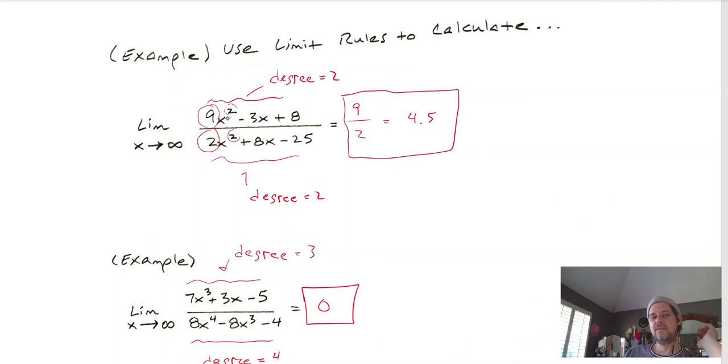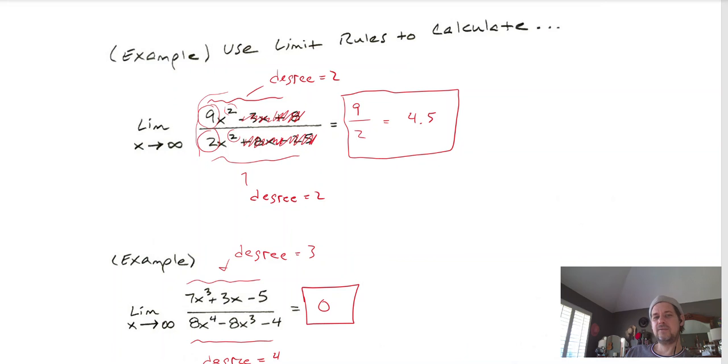Say I had 9 times 10,000 squared minus 3 times 10,000. Do you think the plus 8 is going to make much of a difference compared to such large numbers? Probably not. And do you think minus 25 is going to make much of a difference when x is as big as 10,000? Probably not. But then we can extend the argument: 3x is going to be a lot smaller than 9x squared if x is truly a very large number. So the 3x doesn't matter either. Or the 8x, because they're going to be too small compared to 9x squared and 2x squared.